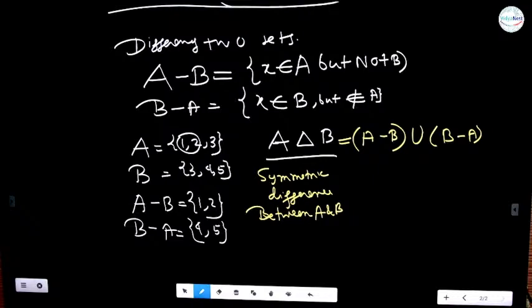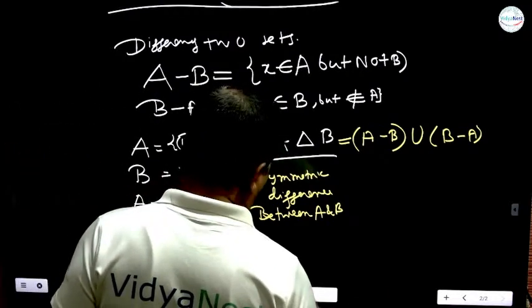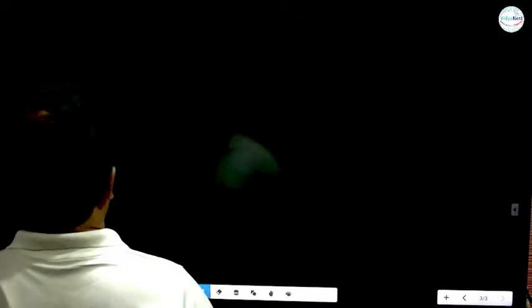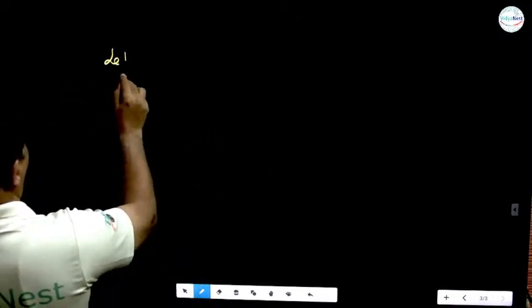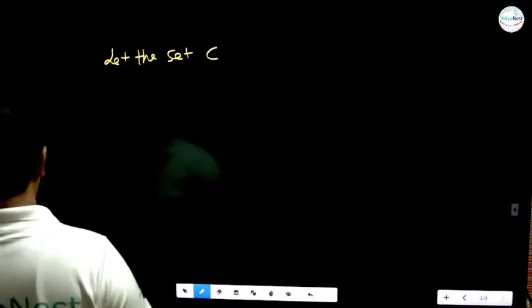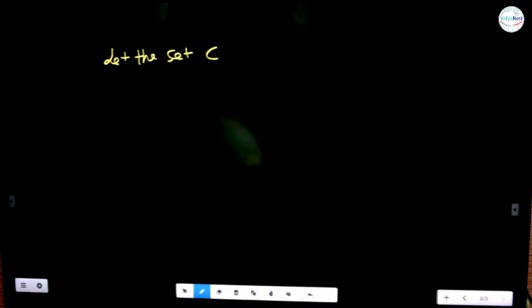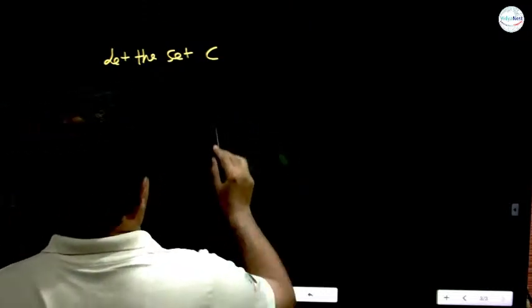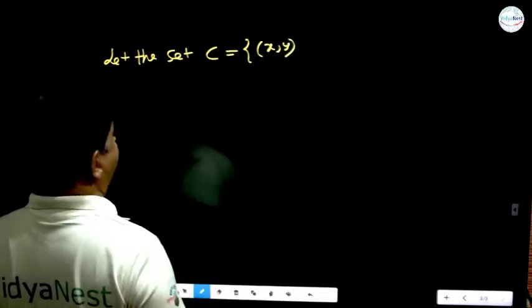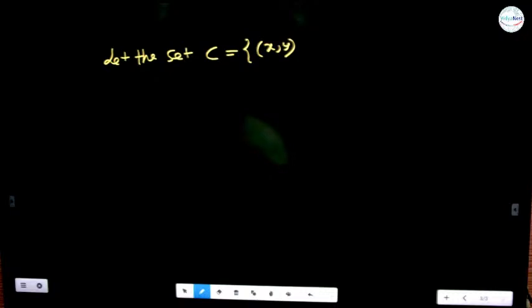Let's see, in JEE or any competitive exam, even in board, what type of question you have to defend. See, let the set C. How can we define C? C is a set containing ordered pairs (x, y). How are x and y related?